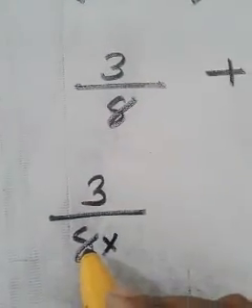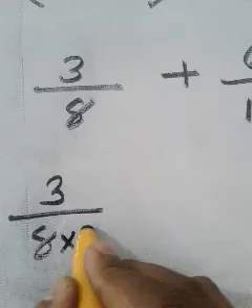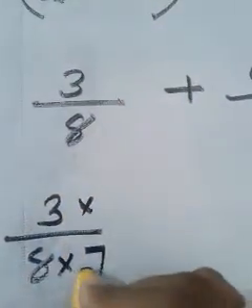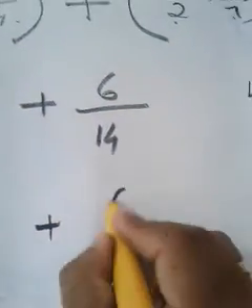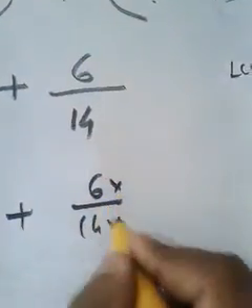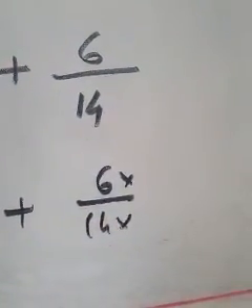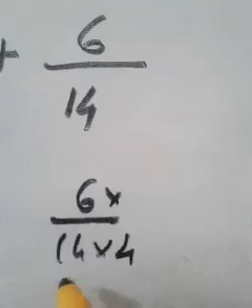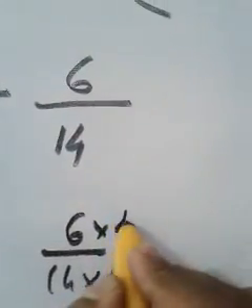Then by which number can I multiply 8 to make 56? Just multiply with 7. Since I am multiplying here with 7, here also with 7. Then 6 by 14. 14 into which number will give you 56? Think. 14 into 4, isn't it? Yes. So here also I have to multiply with 4.